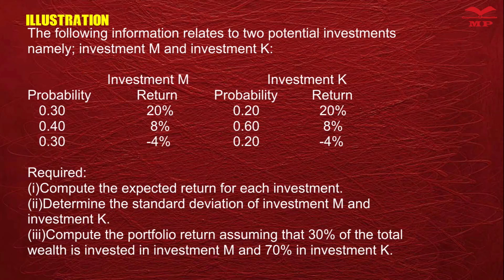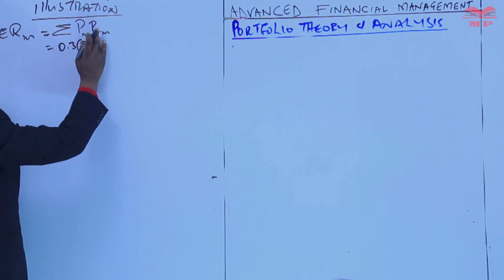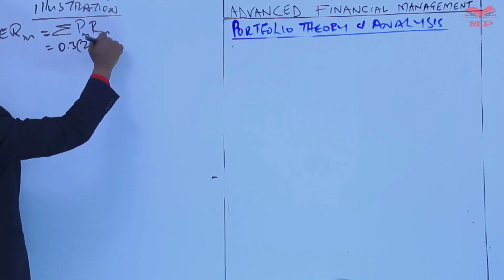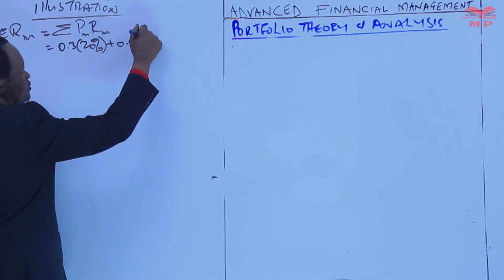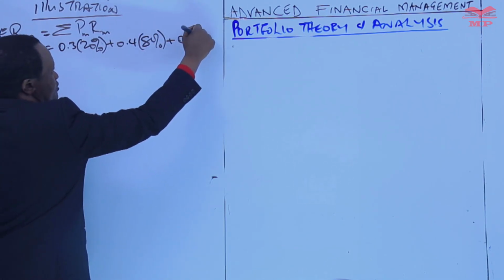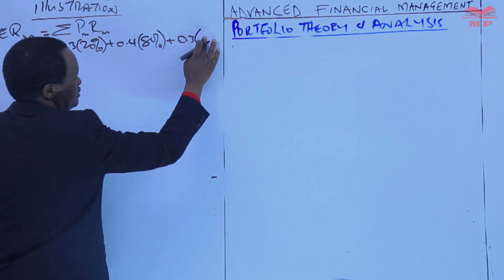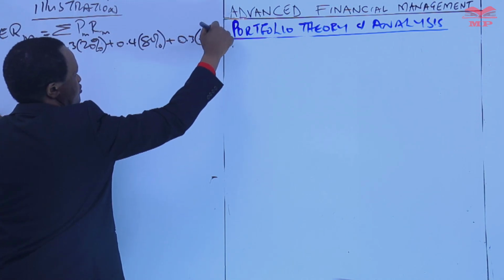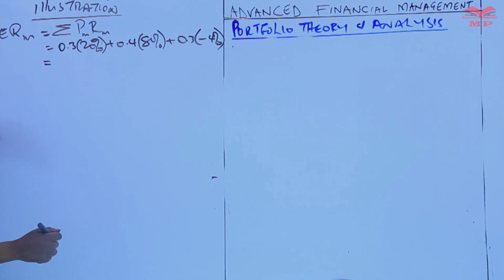So this will be equal to the probability 0.3 times 20%, plus probability 0.4 times 8%, plus probability of 0.3 times negative 4%. That will be the expected return for security M.